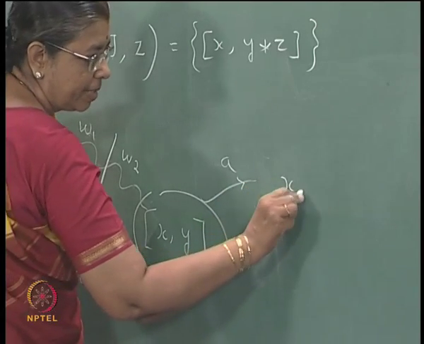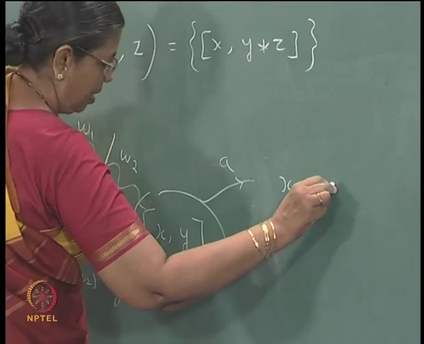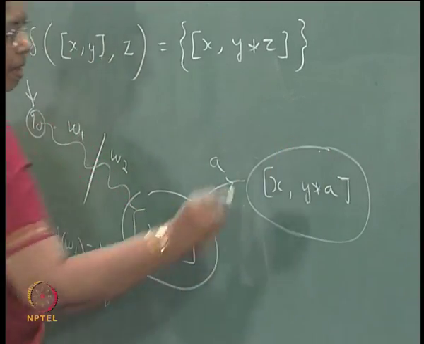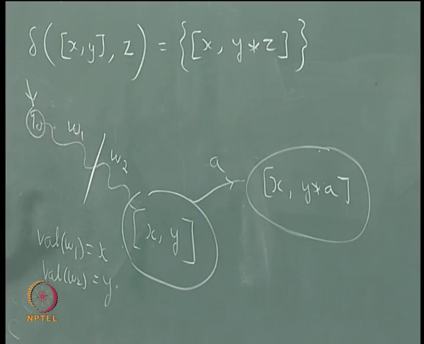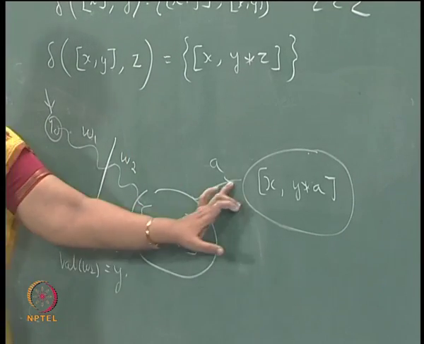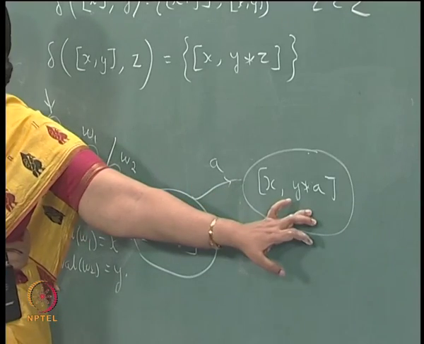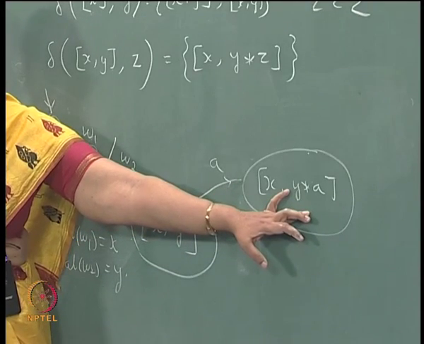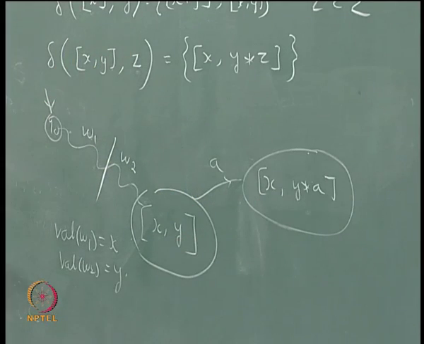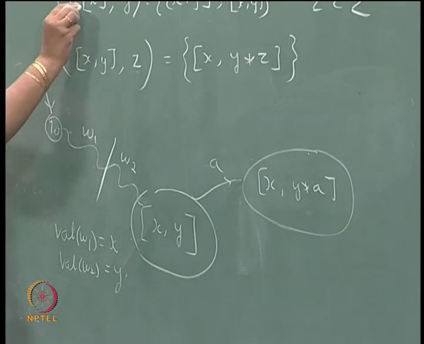I go to x, y star a, right. So, this portion evaluates to x and W2a evaluates to y star a. So, you are justified in writing this mapping. And what about this mapping?